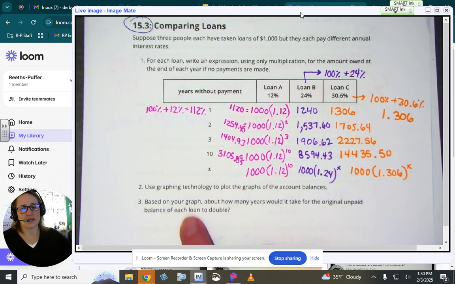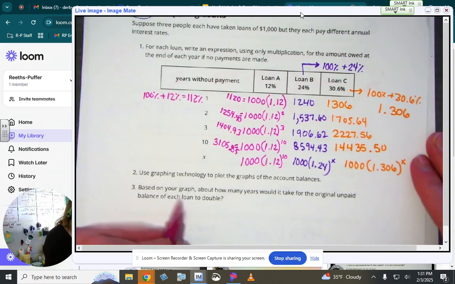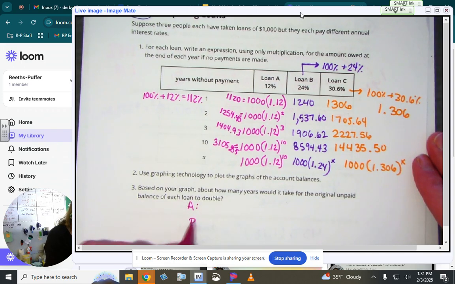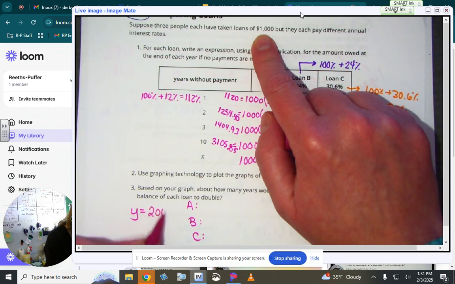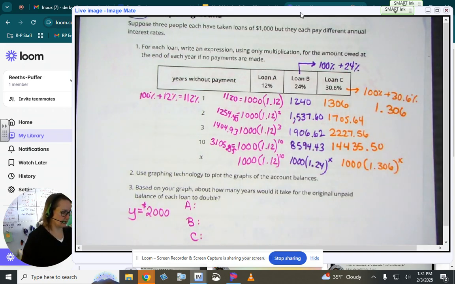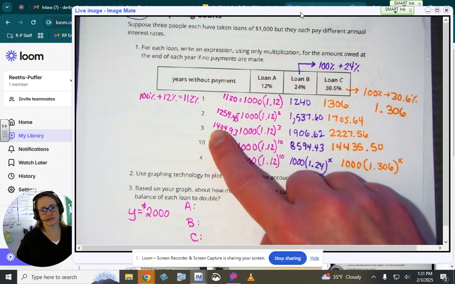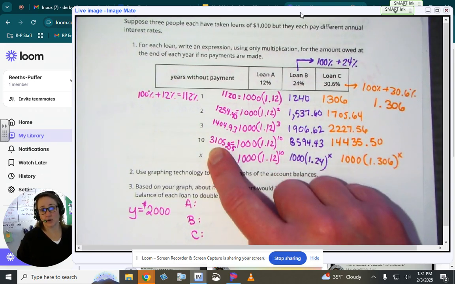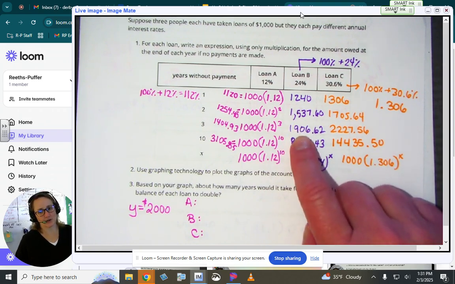All right. It asks us to use graphing technology to plot the graphs. And then based on our graph, how many years would it take the original unpaid balance of each loan to double? Okay, so we're going to go loan A, loan B, loan C. We're looking for where the Y value doubles. So if it starts at $1,000, we want to know when it's going to hit $2,000 of value. Now, I can already tell in loan A, it's somewhere between 3 and 10 years because this is under 2,000 and this is over. Okay, same thing here, and it's going to be probably shortly after year 3.